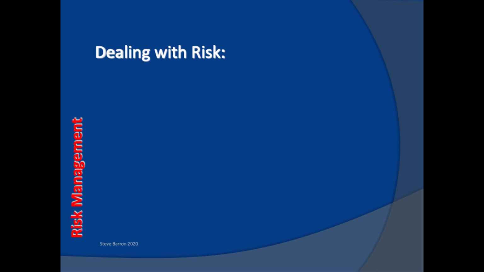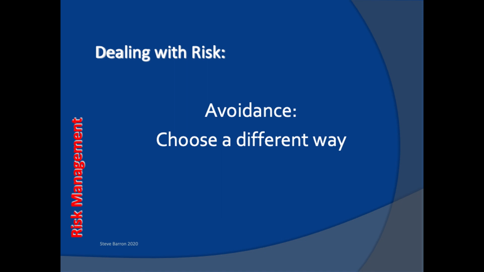Once we've identified and prioritized the risk in a project, we need to design our management response. How will we deal with these priority risks? There are a range of management responses, some more relevant than others. The first response is to simply avoid a risk.